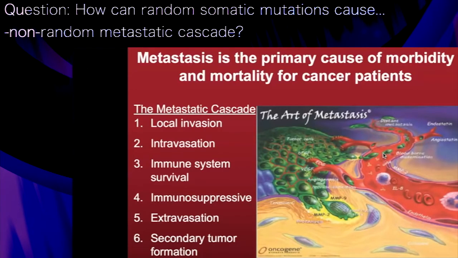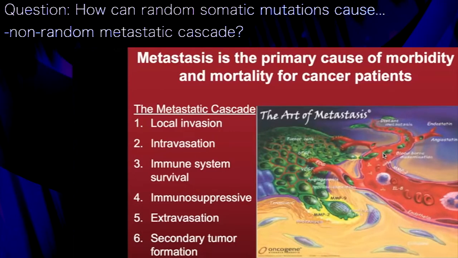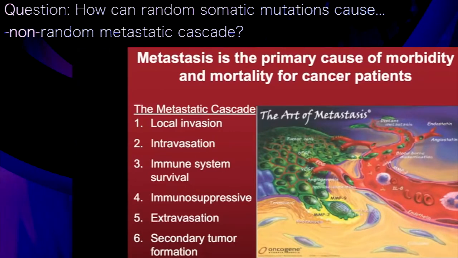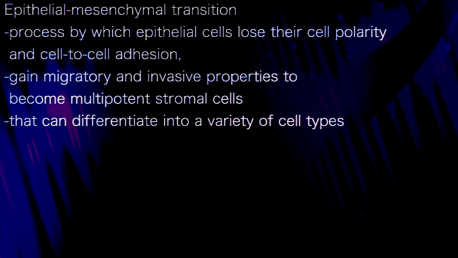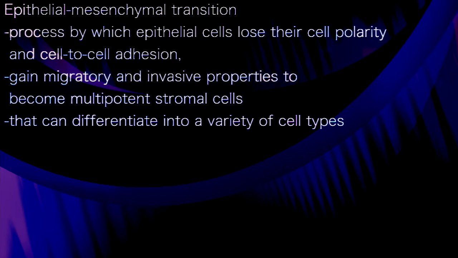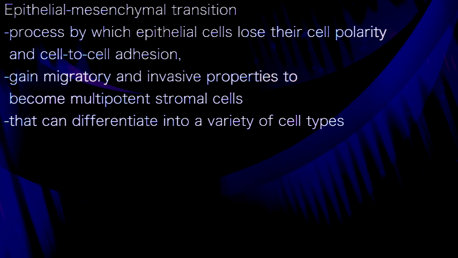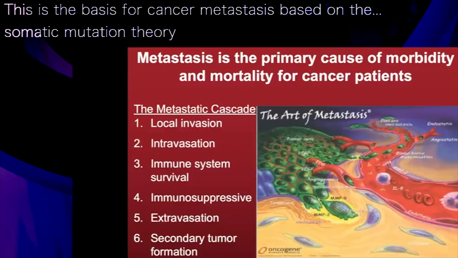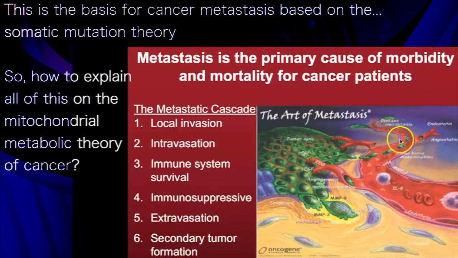So a question is, how can the accumulation of random somatic mutations cause a non-random metastatic cascade based on the epithelial-mesenchymal transition, which I haven't talked about? Epithelial-mesenchymal transition is the process by which epithelial cells lose their cell polarity and cell-to-cell adhesion. They gain migratory and invasive properties to become multipotent stromal cells that can differentiate into a variety of cell types. But this is the basis for cancer metastasis based on the somatic mutation theory. It makes no sense. So the question is, how do we explain all of this based on the mitochondrial metabolic theory of cancer?